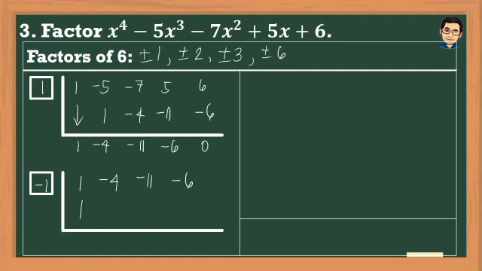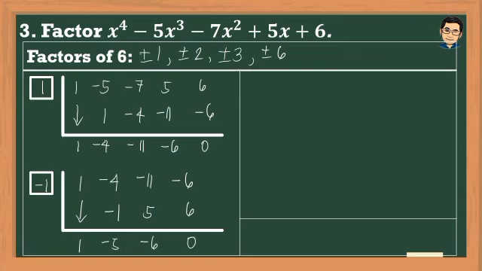Again, bring down 1. So 1 times negative 1, negative 1. Negative 4 plus negative 1, that is negative 5. Negative 5 times negative 1, that is positive 5. Negative 11 plus 5, that is negative 6. And then, negative 6 times negative 1, that is positive 6. So negative 6 plus 6, that is 0. So as you can see, parehong 0 yung remainder. It means, factor yung 1, tsaka yung negative 1.